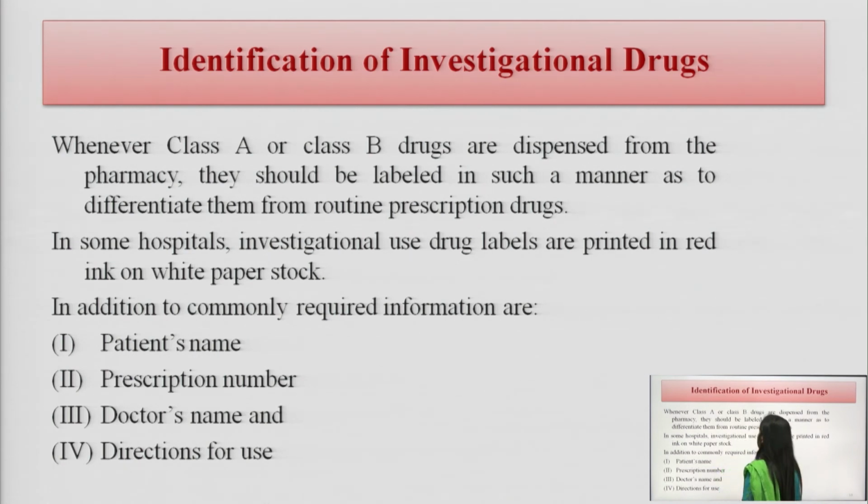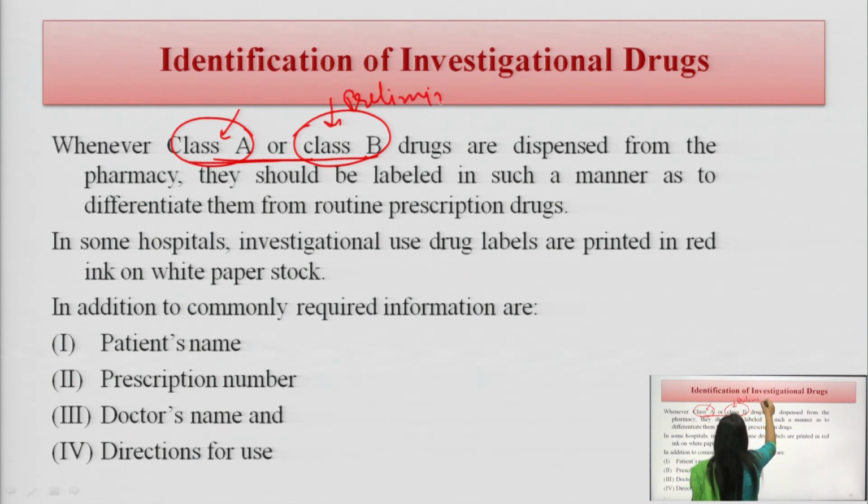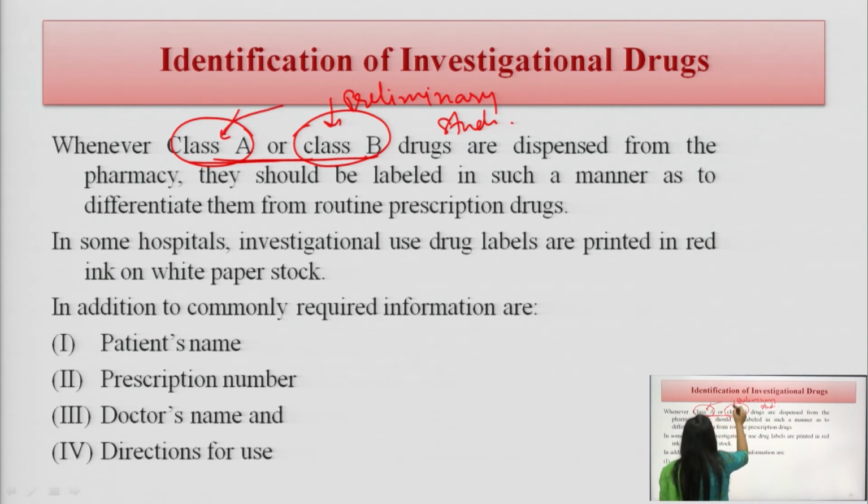Another is the identification of the investigational drugs. So how to identify these drugs? For the investigational drugs, as we have discussed the classes, class A and class B. Class A drugs are those which don't pass the preliminary studies, whereas class B just passed the preliminary studies. So they are part of the preliminary studies, but they are not approved by the FDA because they don't have any scientific validity at this time.